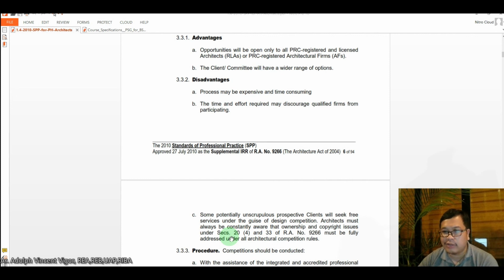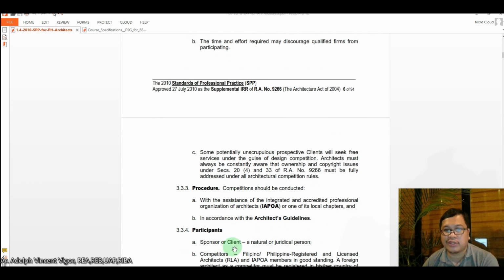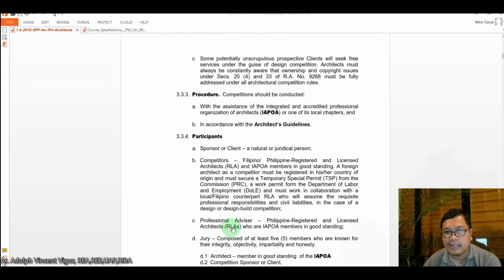Then always remember, class, that our works as architects are protected by copyright law. Then they're also protected by Republic Act 9266. Then the procedure: the competition should be conducted with the assistance of the IAPOA or the UAP, in accordance with the architect's guidelines. And the participants, so you have of course your sponsor or client, a natural or juridical person. Juridical person means it could be a firm or corporation.